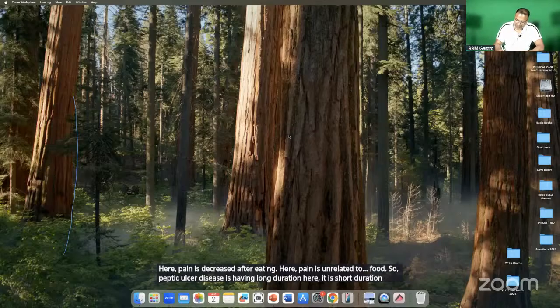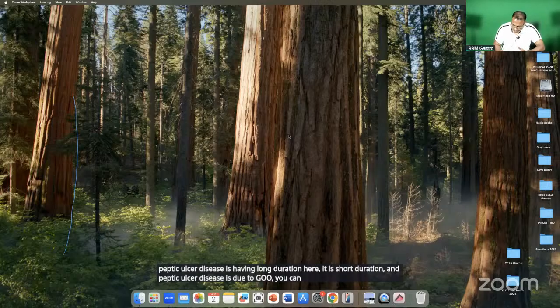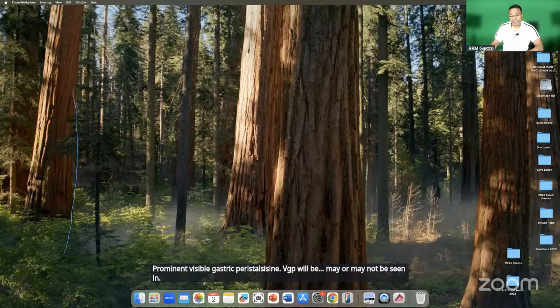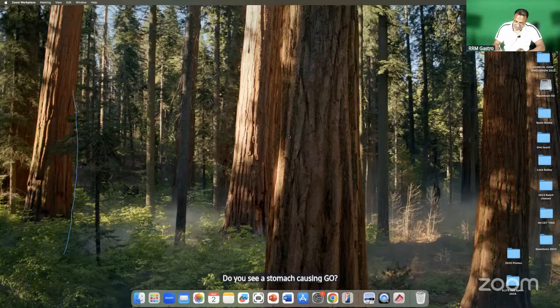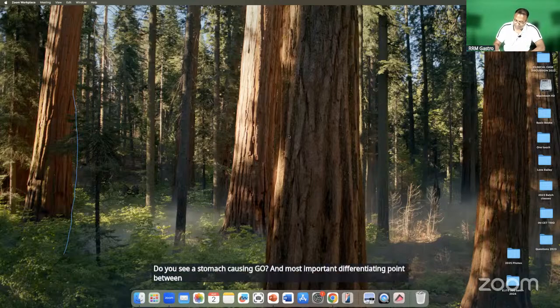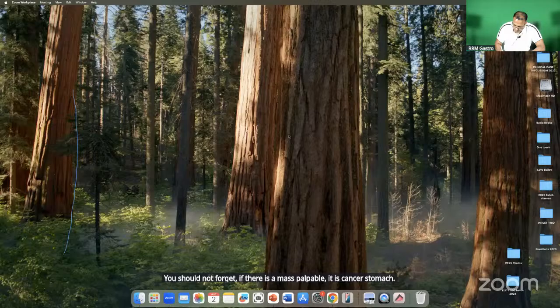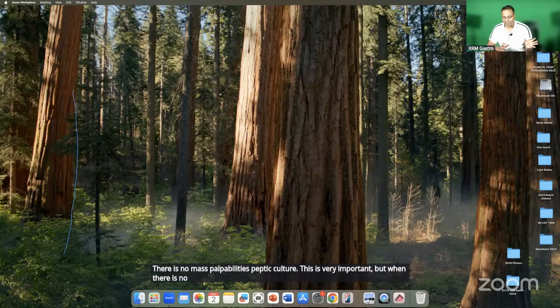And in peptic ulcer disease due to GOO, on examination, there will be prominent VGP, prominent visible gastric peristalsis seen. VGP may or may not be seen in cancer stomach causing GOO. And the most important differentiating point between peptic ulcer and cancer stomach, you should not forget, is that if there is a mass palpable, it is cancer stomach. If there is no mass palpable, it is peptic ulcer. This is very important.